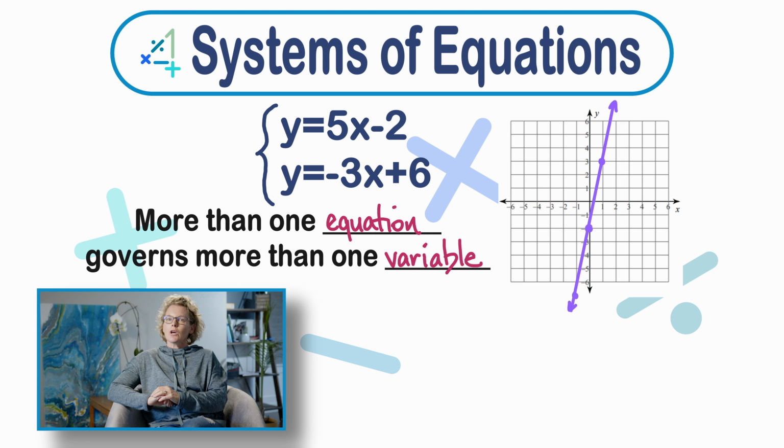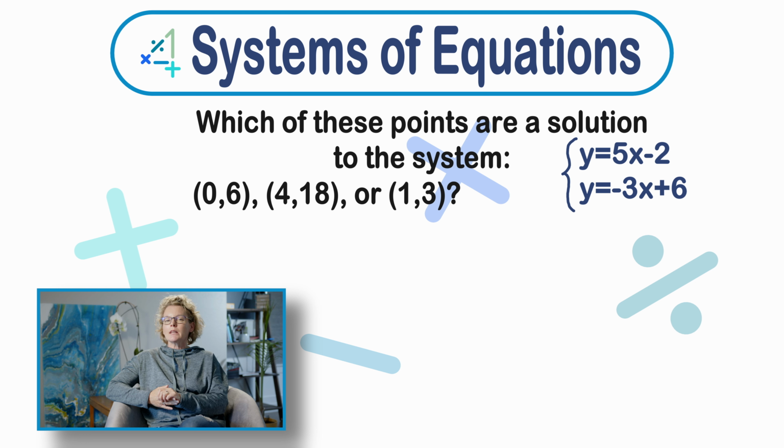You will learn how to solve systems of equations by using at least 3 different methods: graphing, substitution, and elimination. But first, we'll tell which point is a solution to the system, like this one. Which of these points are a solution to the system y equals 5x minus 2 and y equals negative 3x plus 6? Is it (0, 6), (4, 18), or (1, 3)?